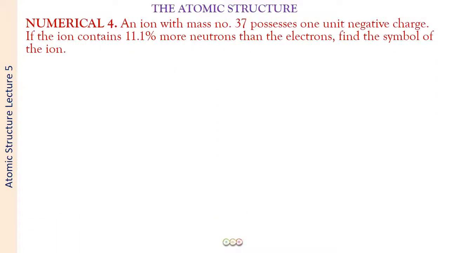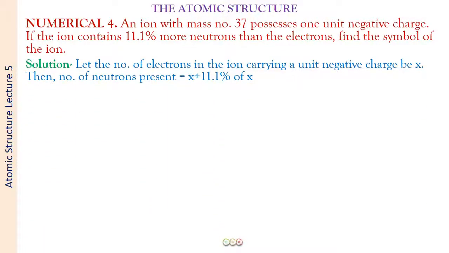The next question says an ion with mass number 37 possesses 1 unit negative charge. If the ion contains 11.1% more neutrons than the electrons, find the symbol of the ion. So let us assume the number of electrons in the ion to be X. The number of neutrons, which is 11.1% more than the number of electrons, is going to be X plus 11.1% of X, and this is going to be 1.111x.